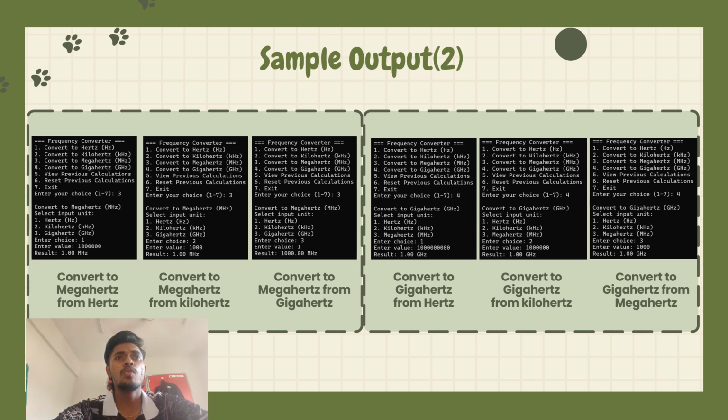In sample output 2, we highlight the extended functionalities of the system. Here, users are given the option not only to convert between units but also to manage the data. For instance, they can choose to view previous calculations, which reads from the text file and shows all the past conversion results, ensuring traceability and reference. There's also a feature to reset previous calculations, which clears the record file and removes all stored data. These features improve the program's usability by giving users more control and transparency over their activity.